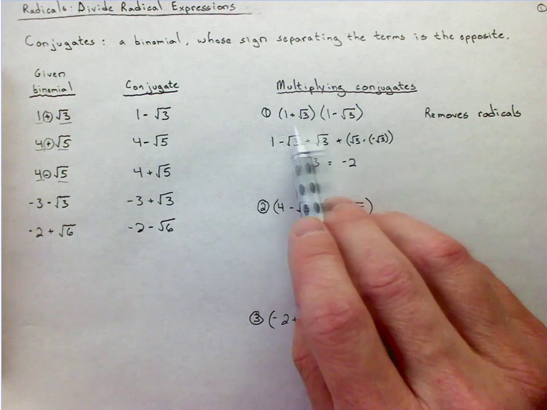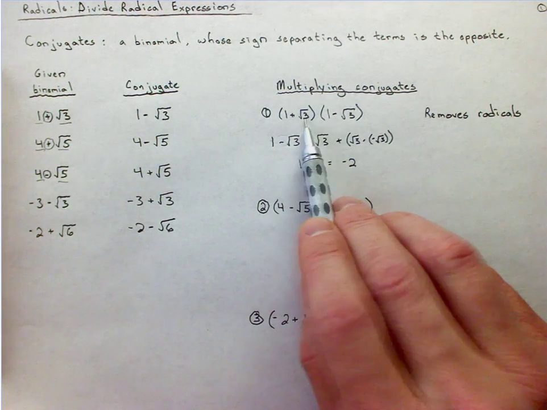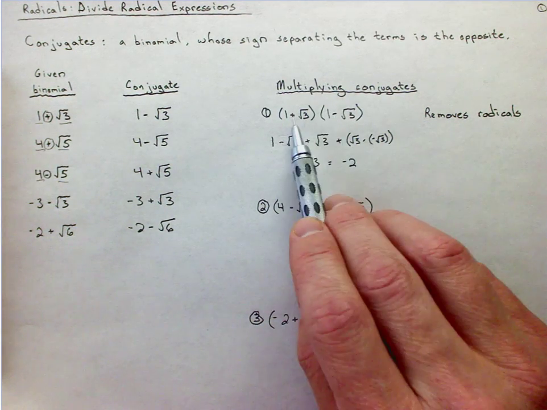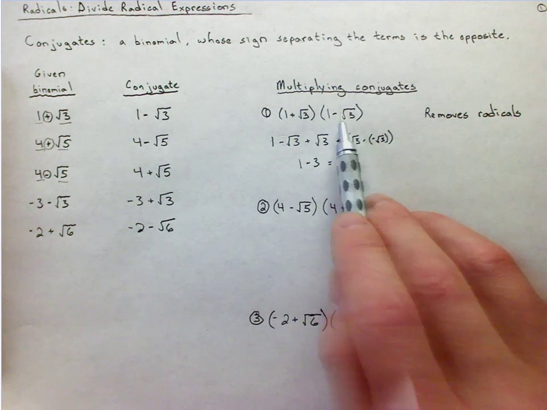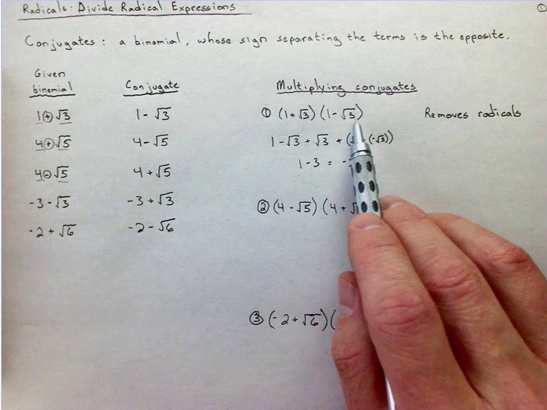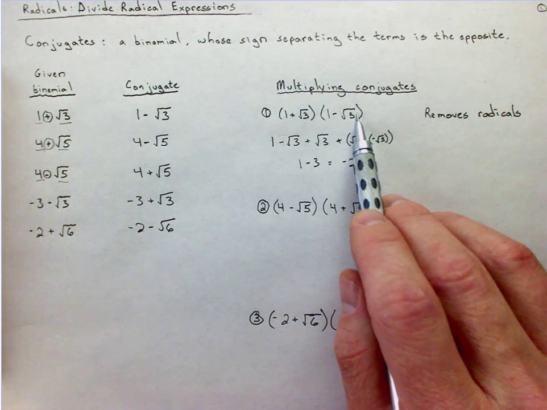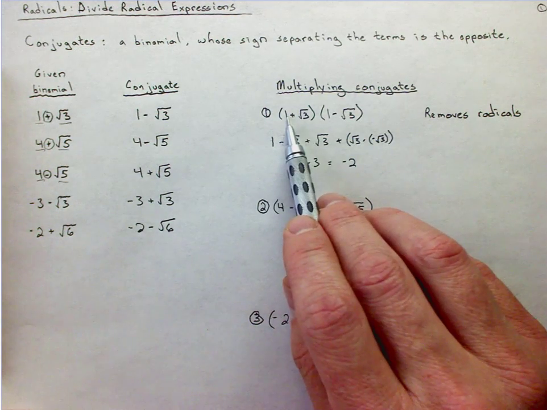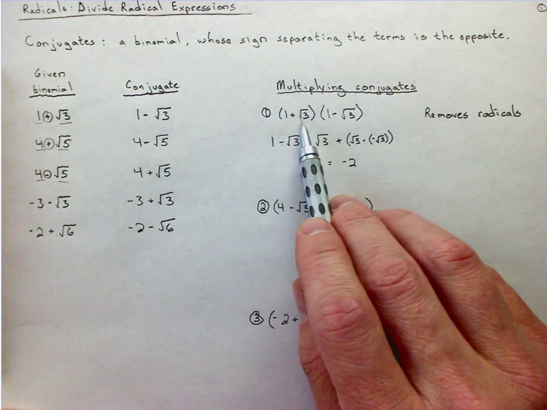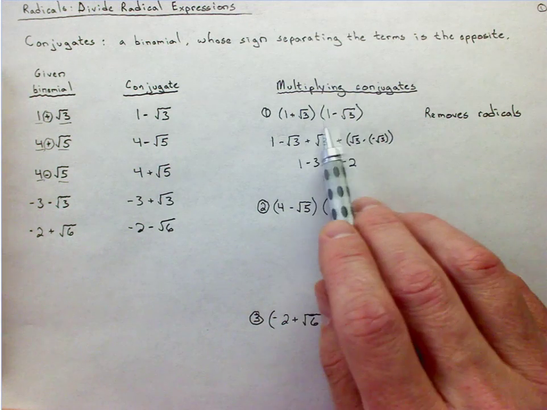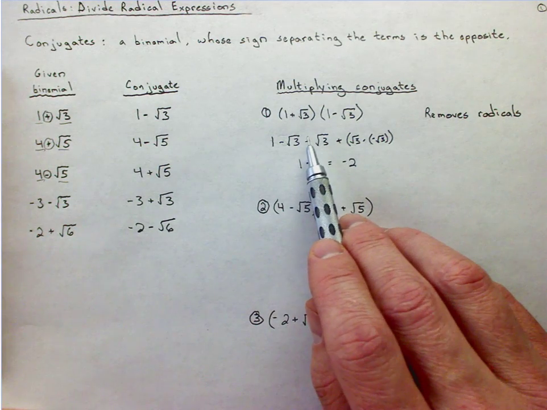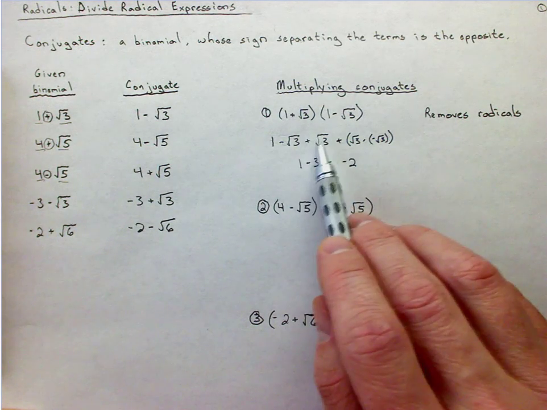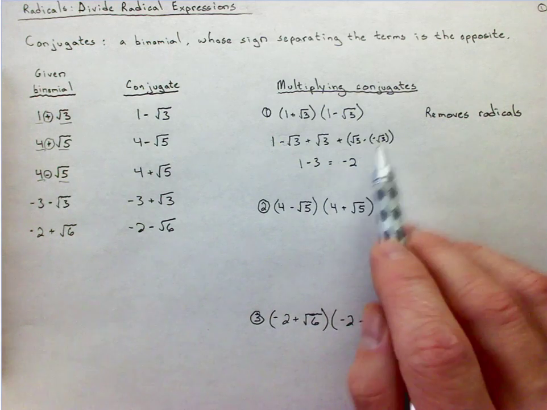These are conjugates. See, my terms are the same except for the sign separating the two terms. What happens whenever I multiply those together, and we saw this in the video where we were multiplying radical expressions, it removes the radicals if it's in this form. An integer plus a radical, an integer minus a radical. It cancels out that middle term. Remember that? We saw those on a couple examples. We canceled out those middle terms and we were just left with an integer.